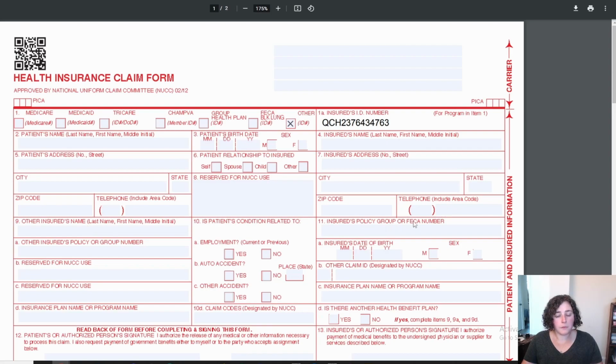11 is the insured policy or FECA number, which is often not required, the insured's date of birth and their sex. And then 11C is the insurance plan name or the program name. Now, some payers use the plan name and others will use the ID of the insured individual.